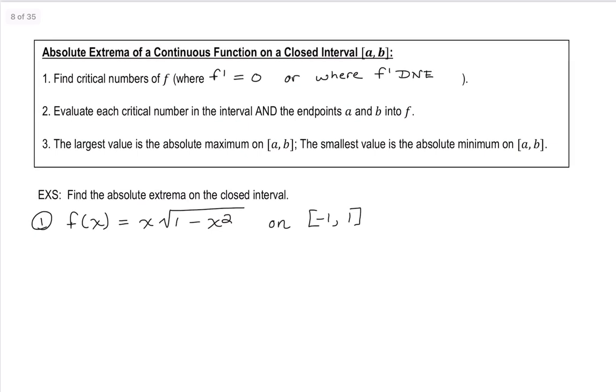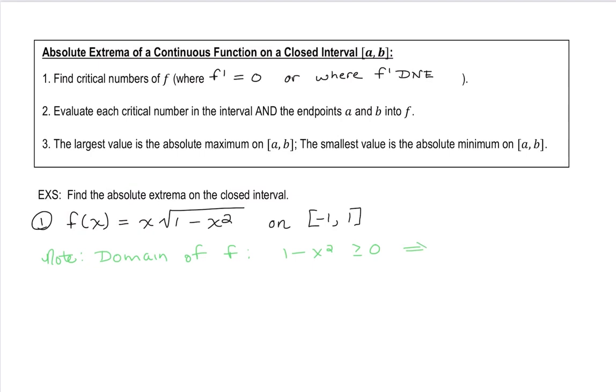So first, take a look at this example. f of x is equal to x times the square root of 1 minus x squared on the closed interval from -1 to 1. The first thing I want you to observe is the domain. So in parentheses here to start, I just want us to note the domain of f. Since we have a square root, we need to keep everything underneath the square root greater than or equal to 0.